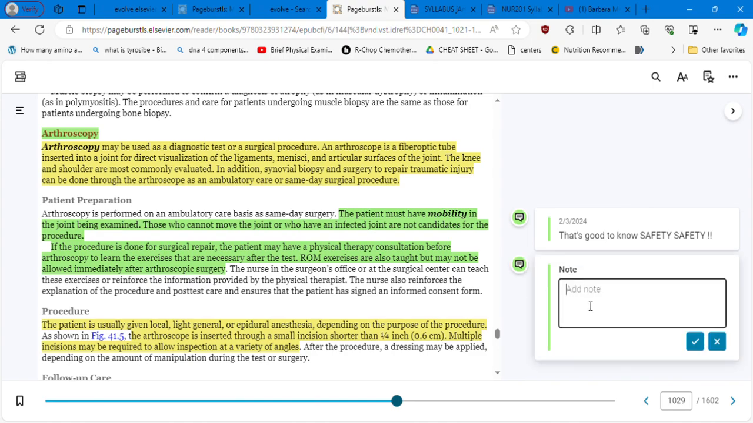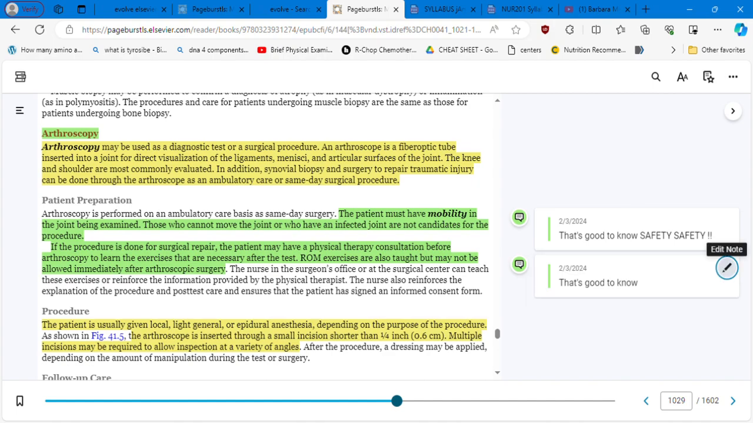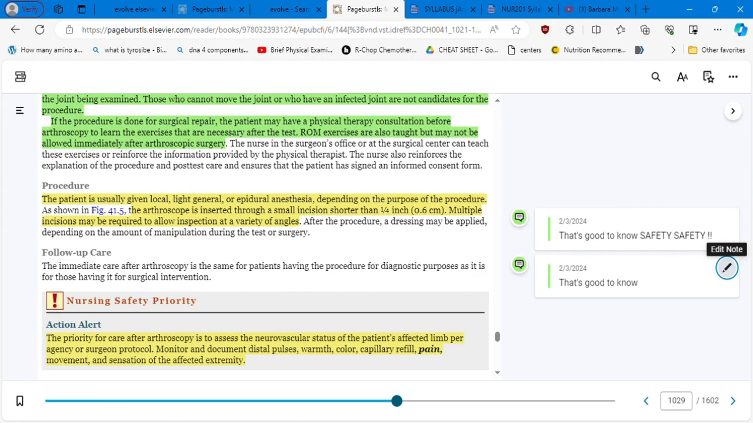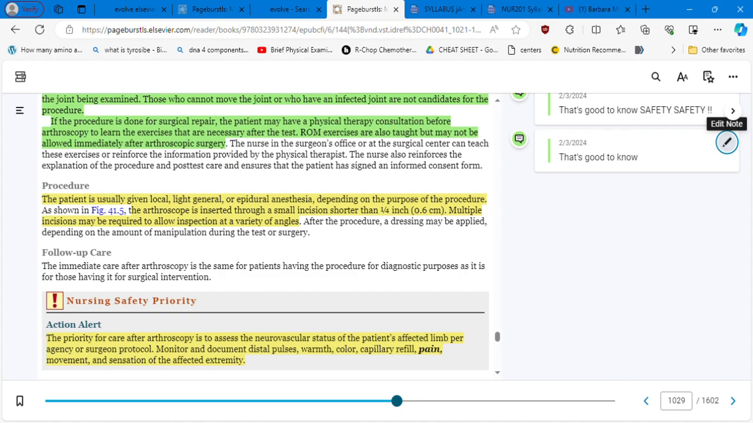Range of motion exercises, that's good to know. Range of motion exercises are also taught, but may not be allowed immediately after arthroscopic surgery. Okay, so the patient needs to visit the physical therapy, a consultation, to learn the exercises that are necessary after the test. The patient is usually given local, light, general, or spinal or epidural anesthesia, depending on the purpose of the procedure, right?